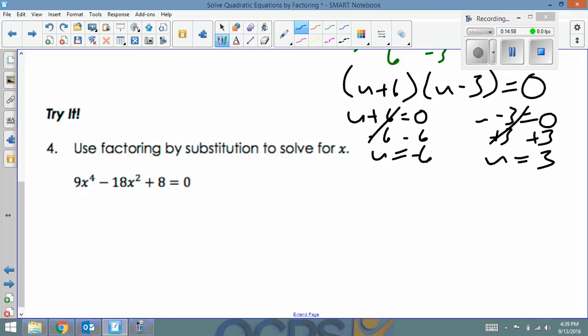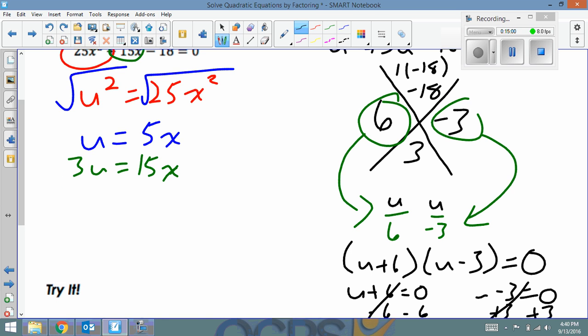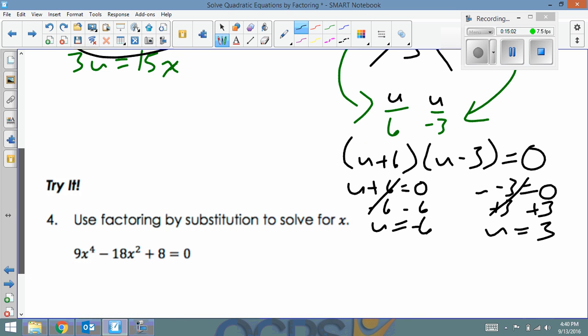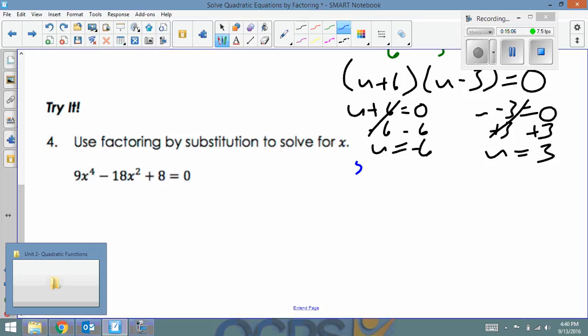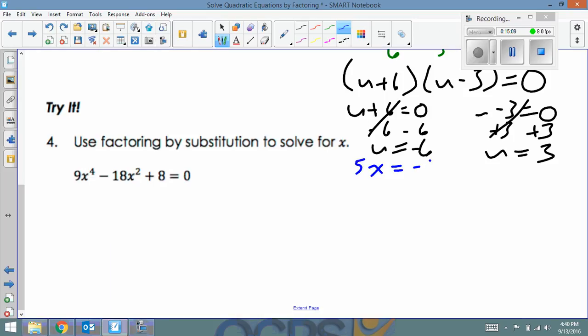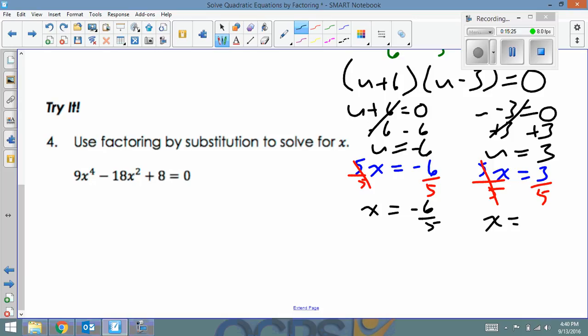And remember, from the beginning, we know that u is equal to 5x, so I can replace all the u's with 5x. So I have 5x equals negative 6, and 5x equals 3. Divide all of this by 5, 5, 5, 5. So I get my final answers of x equals negative 6 over 5, and x equals 3 over 5.